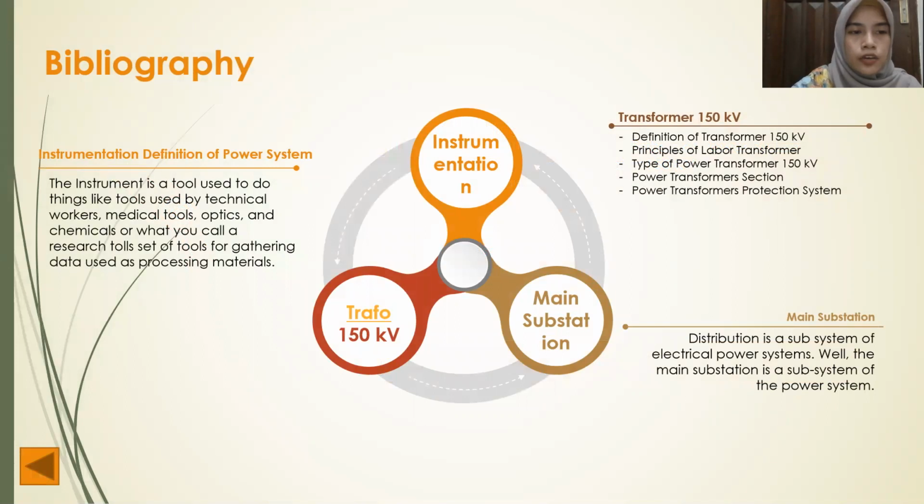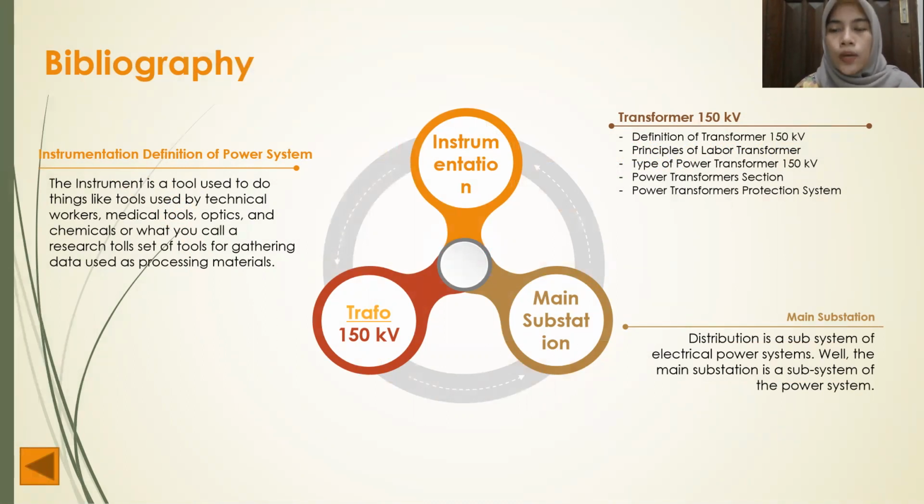Bibliography. Instrumentation definition of power system. The instrument is a tool used to do things, like tools used by technical workers, medical tools, optic, and chemical, or what you call a research tool set, a tool for gathering data used as processing material.